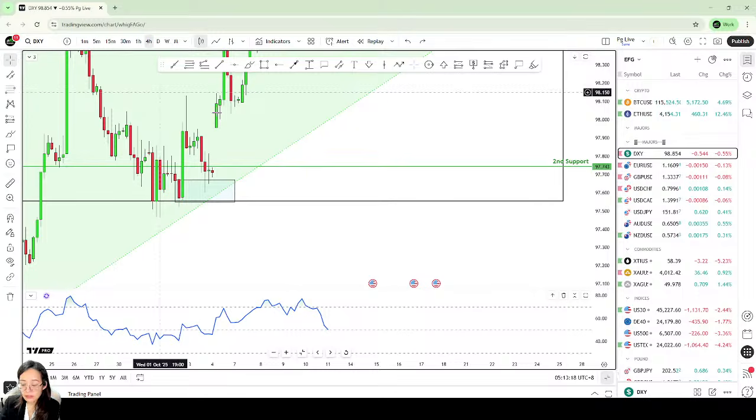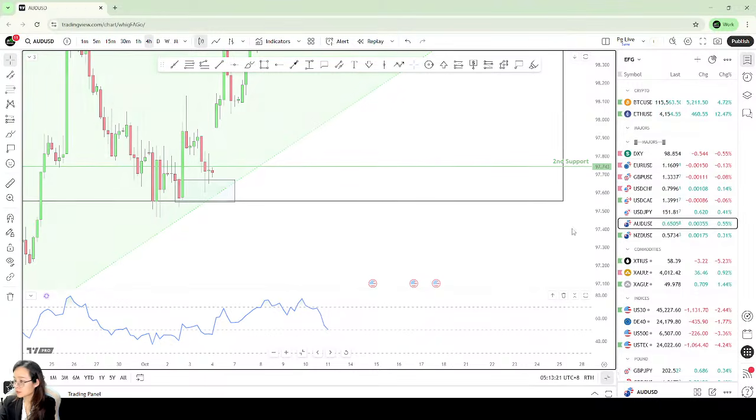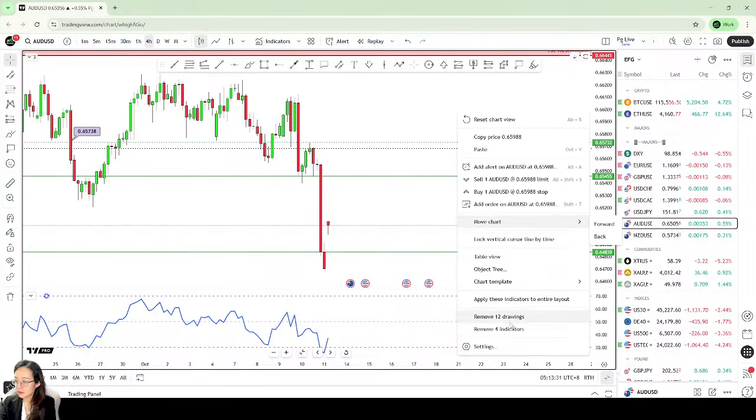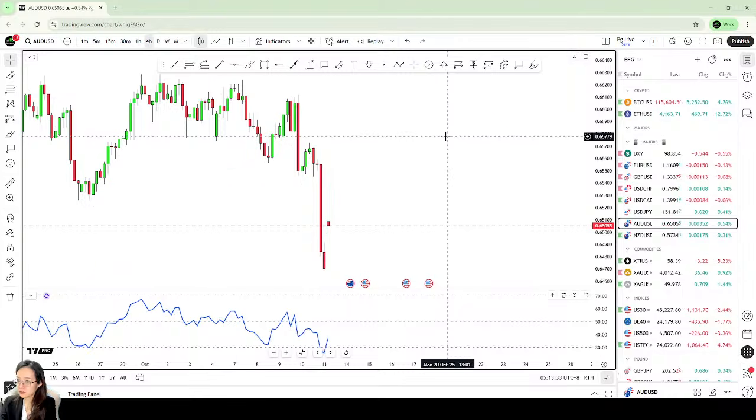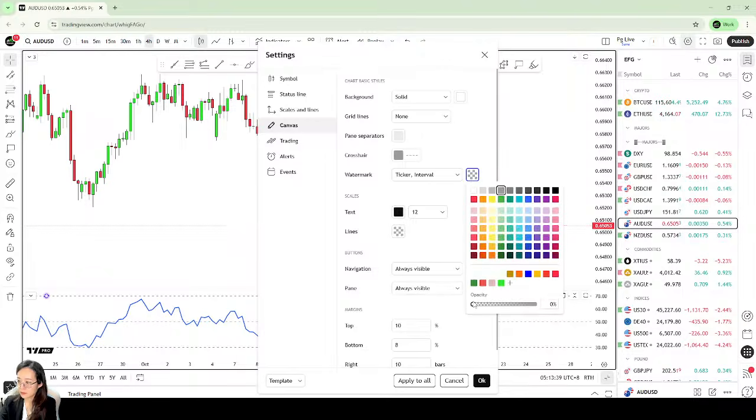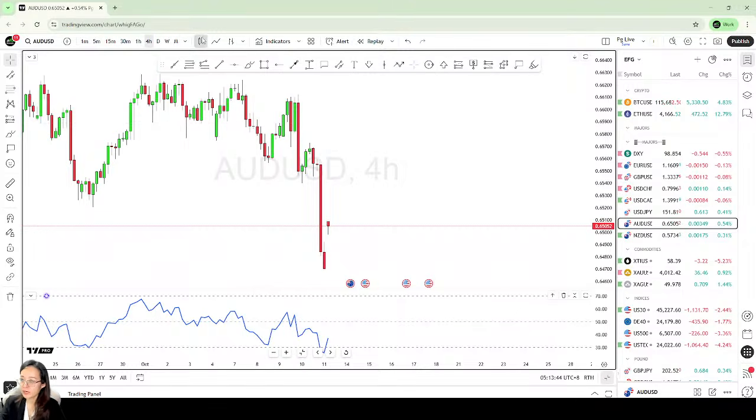Okay, let's look at the Aussie dollar, because we have news coming up, which is on Wednesday, right? It is Wednesday for the Powell speech, so take note of that. Okay, right, look at the Aussie dollar. Let me put the watermark on a higher time frame.